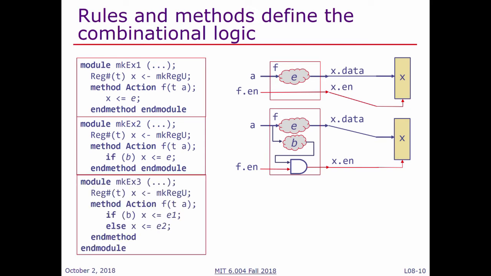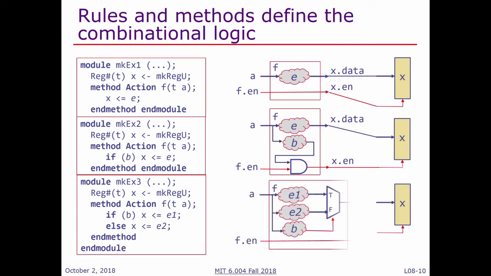Here is my third example. It also has only one register, right? But it has a slightly more complex method call. And what is the method call in this case? If B, then X gets E1, else X gets E2. In every case, in the method, you're only defining combinational logic. State logic has already been defined. It's register X.